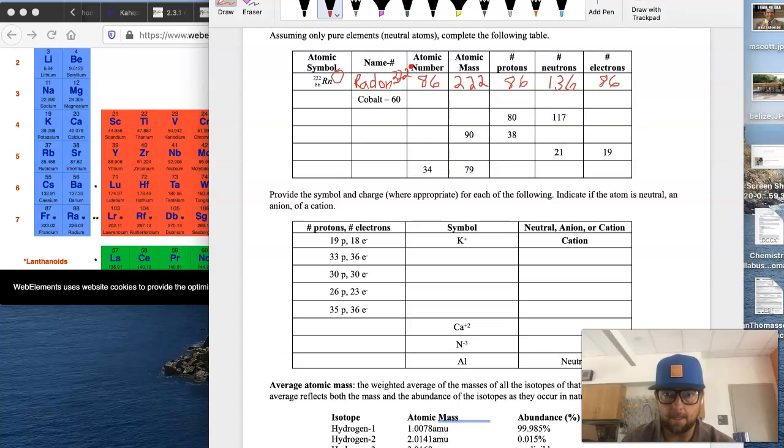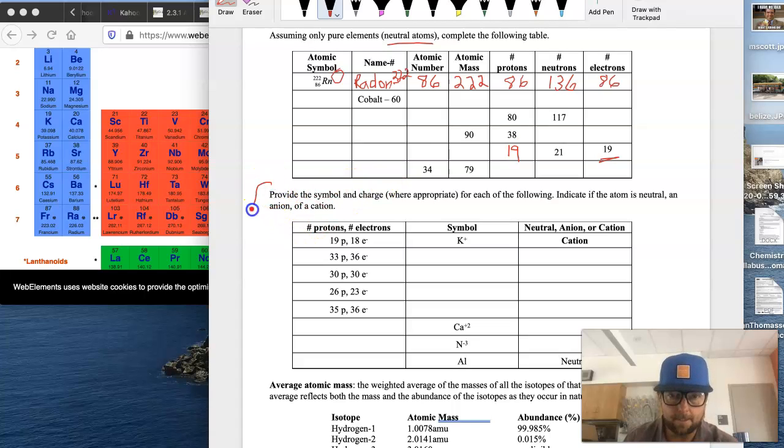If I'm looking at any of these, so these are neutral atoms. So if I look down below, if something has 19 electrons, we're going to assume that it has 19 protons. And that will help us tell what element it is.